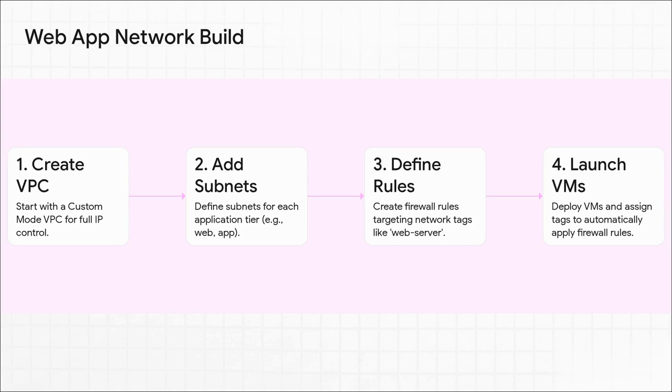Step 3, and this is the important part, we create a firewall rule. The rule says, allow traffic on port 443 from anywhere on the internet if the destination has the tag web server. And then finally, step 4, we just launch our web server VMs and give them that web server tag. And boom, just like that, the firewall knows exactly what to do.